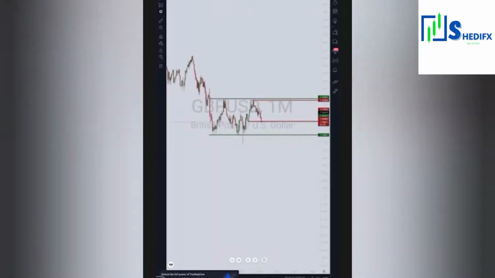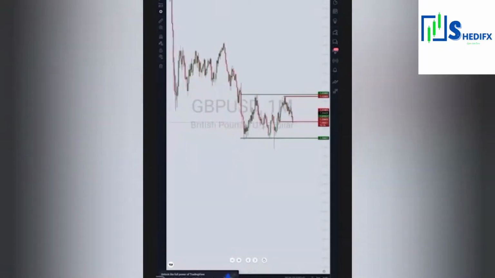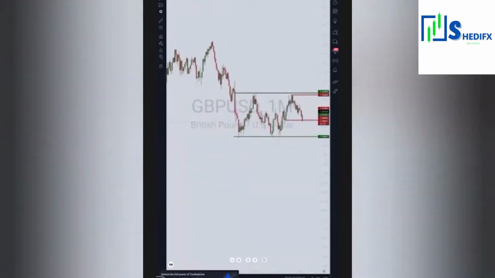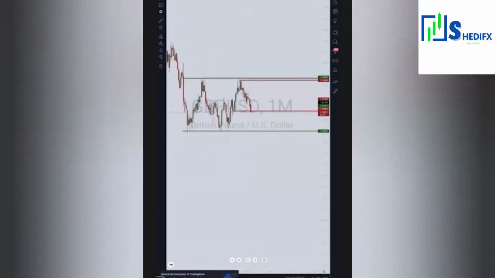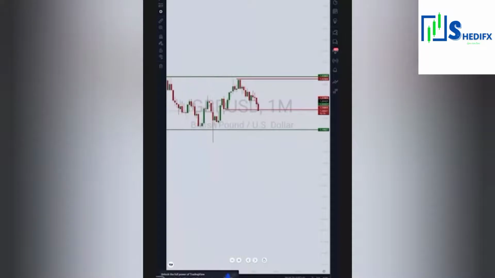So this is GBP USD monthly time frame. So on the monthly time frame, although the month has not ended yet, we are sitting right on this level.